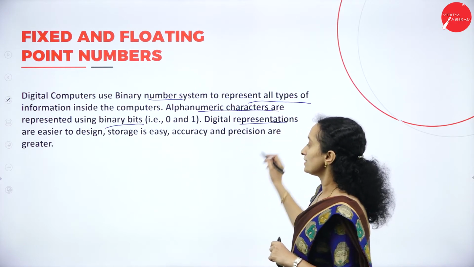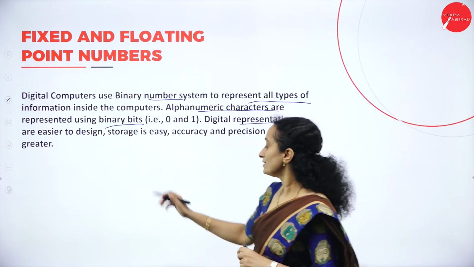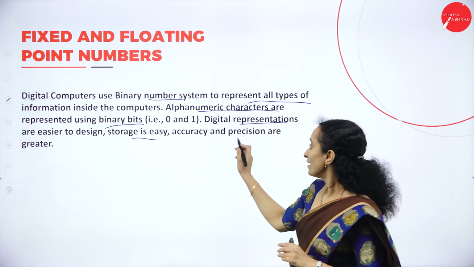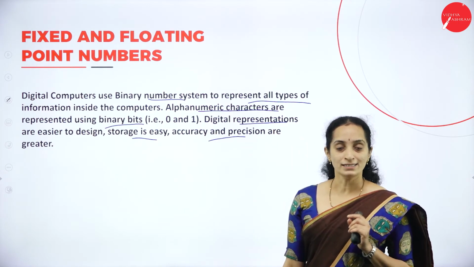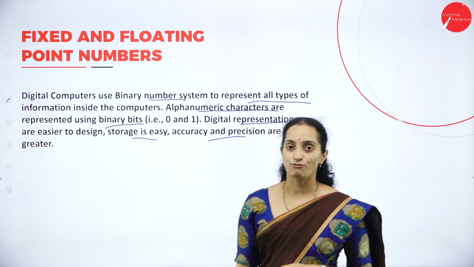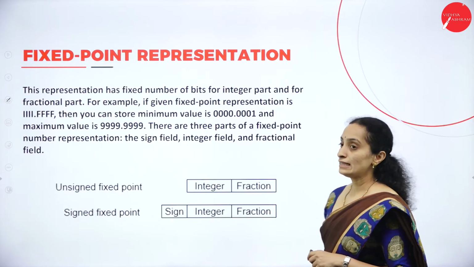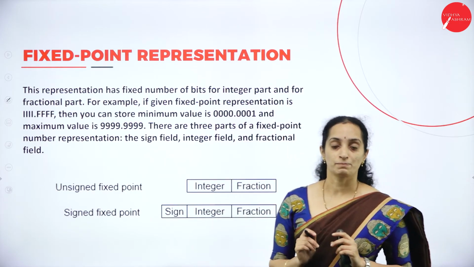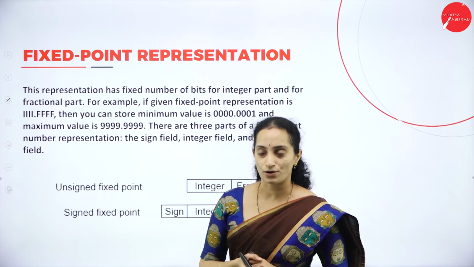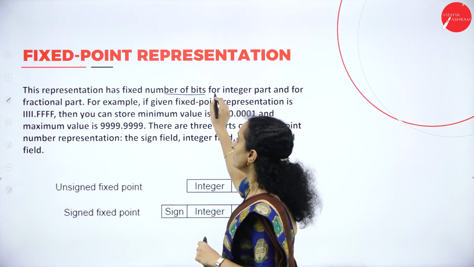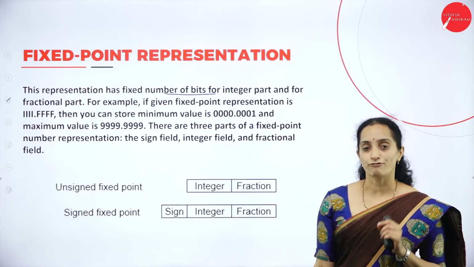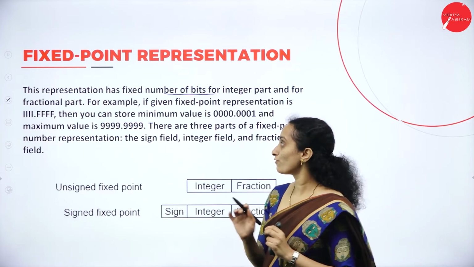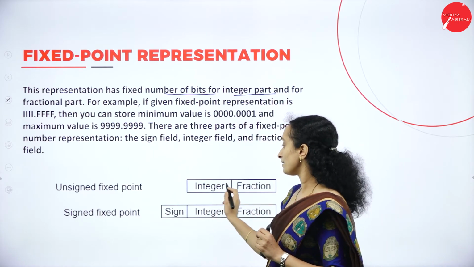Whatever you do in computer will all be stored or processed as binary numbers, is it not? So, even alphanumeric characters, alphabets are also represented using only binary bits, that is alphanumeric codes. Okay. This digital representation is easier to design, as well as storage will be easy. There will be accuracy and precision in the binary form of data. Okay. In this representation, we have two types. One is fixed point representation. What you mean by fixed point is it has a fixed number of bits. There will be no floating numbers. There will be a fixed number of bits for the integer part.